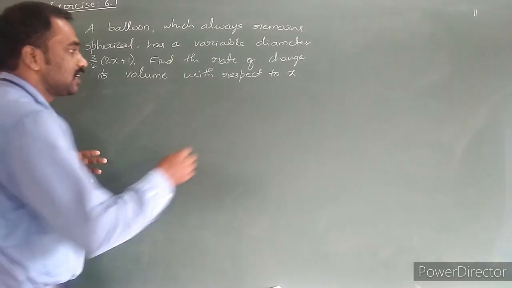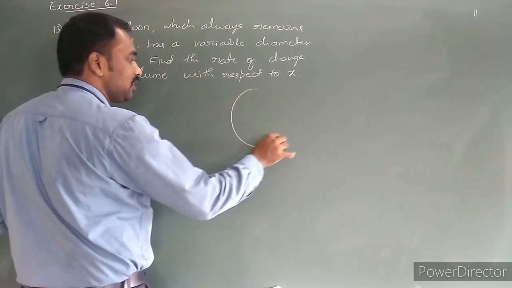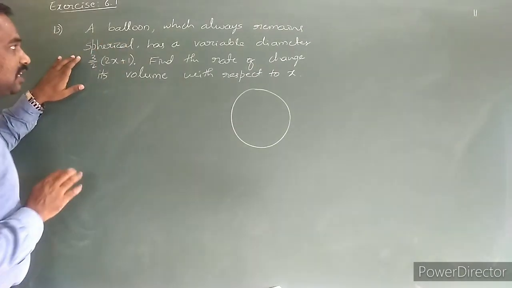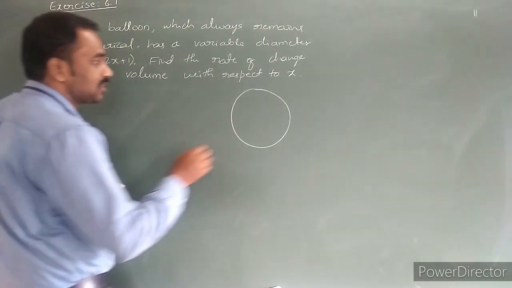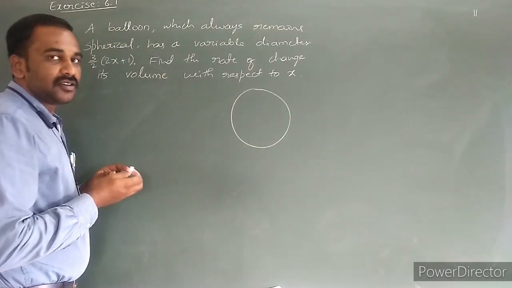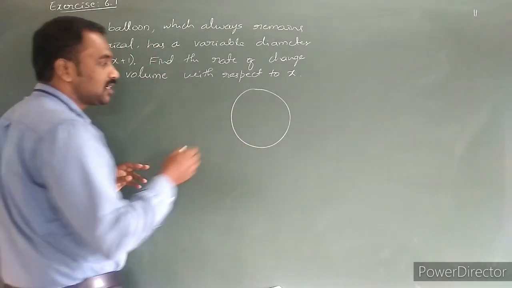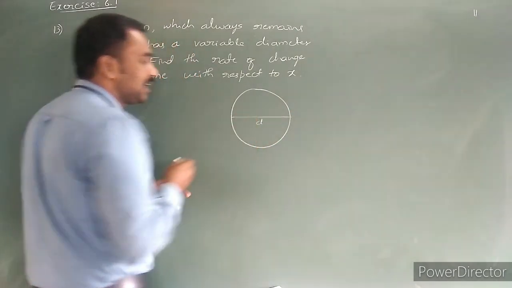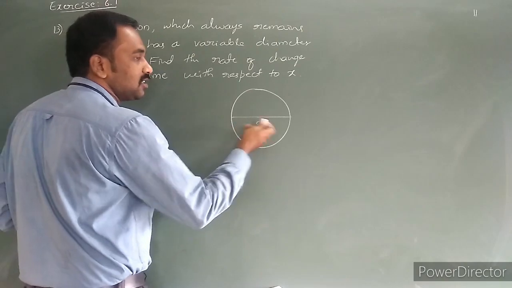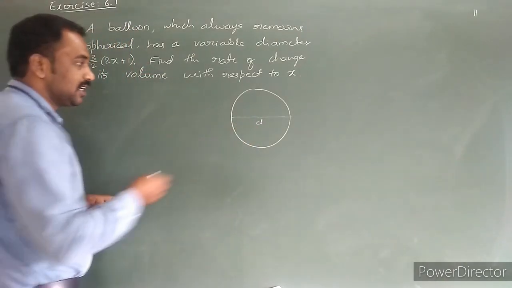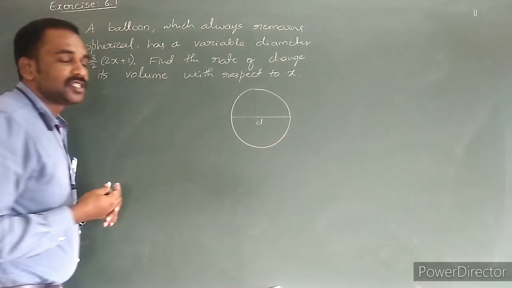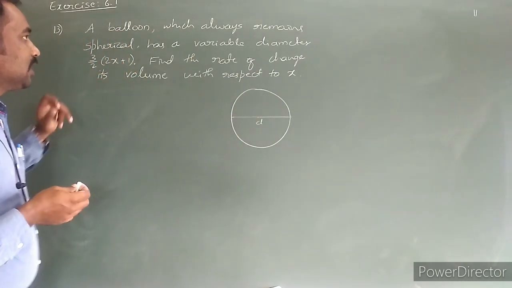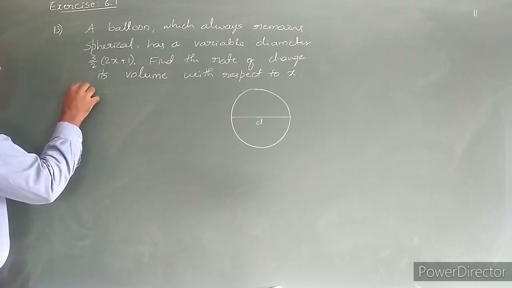A balloon is given. Again, previously you have seen two problems. The balloon always remains spherical and has a variable diameter. In the previous two problems they gave a variable radius, but here they have given a diameter. We already know that the diameter d is equal to 2 times the radius, a line segment passing through the center of the circle. The variable diameter is given.